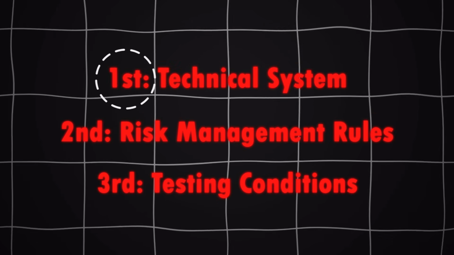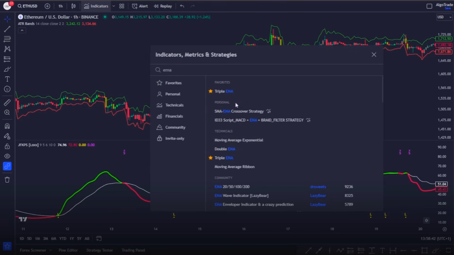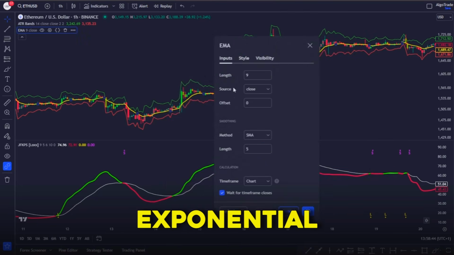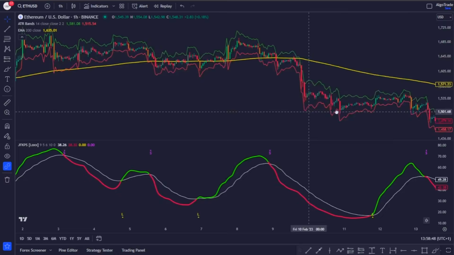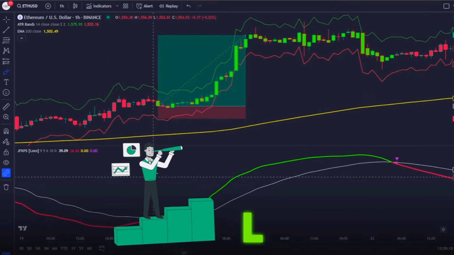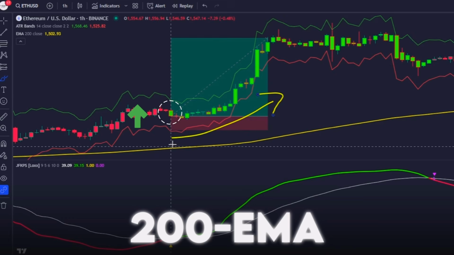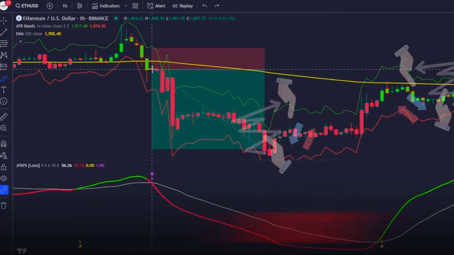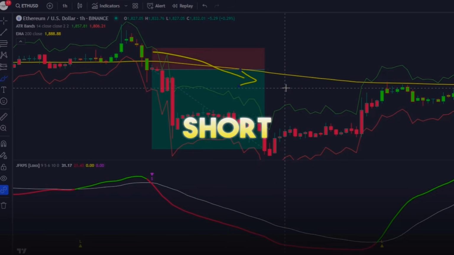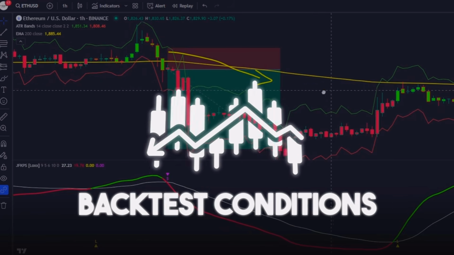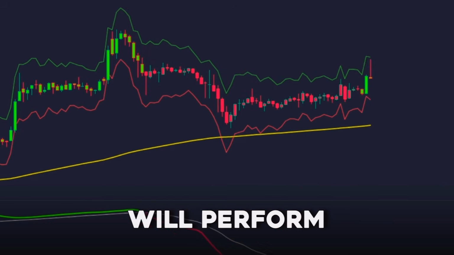Finally, regarding the technical system, in addition to the improved stochastic, I will use a 200-period exponential moving average as a baseline to filter out losing signals from the indicator. Here you have an example of a long position where the price is above the 200 EMA, and here we have a short trade example where the price is below the baseline. And in short, these are our backtest conditions. Let's now see how this new stochastic indicator will perform.